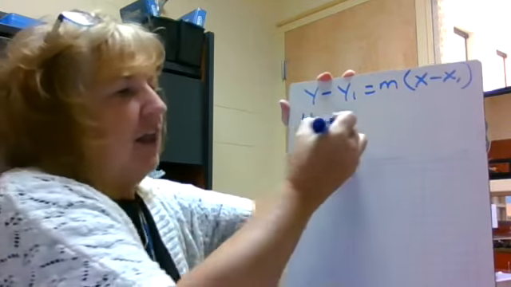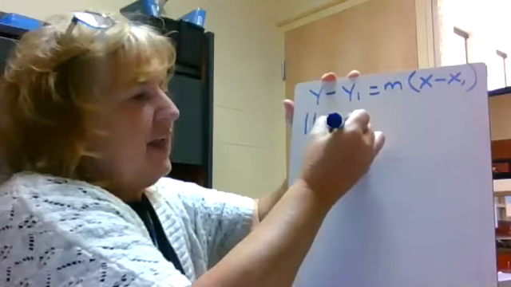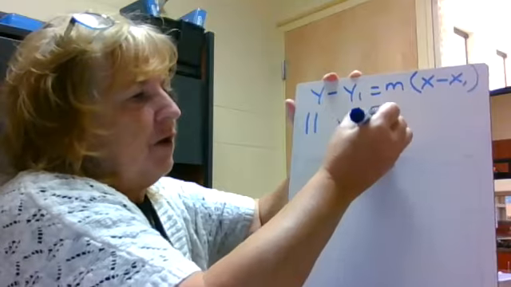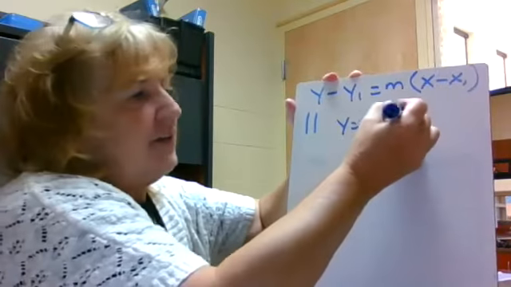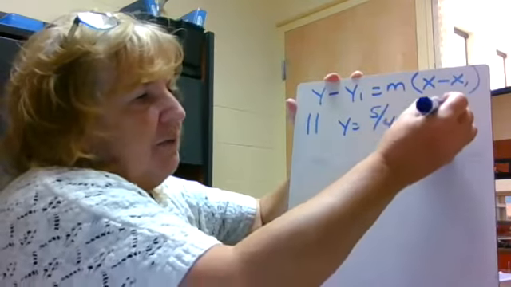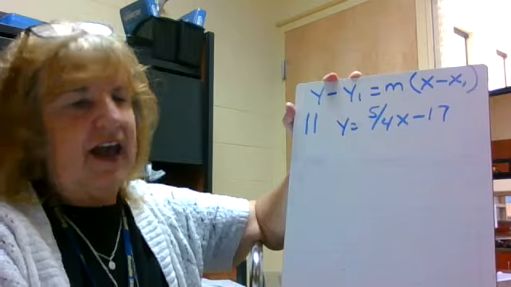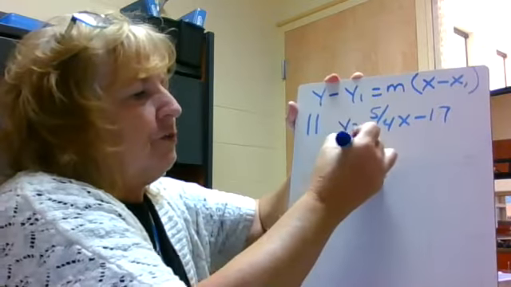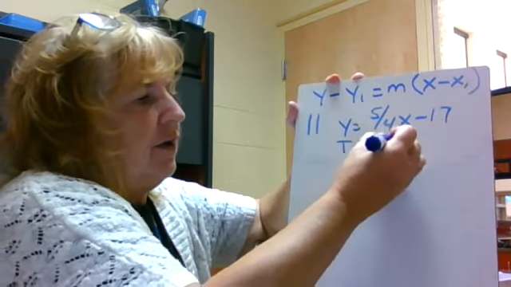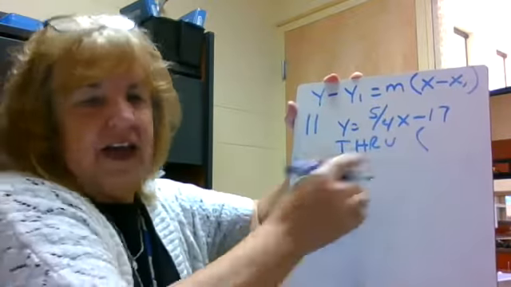It's parallel to y equals 5/4 x minus 17, and we want it to go through the point 8,7.